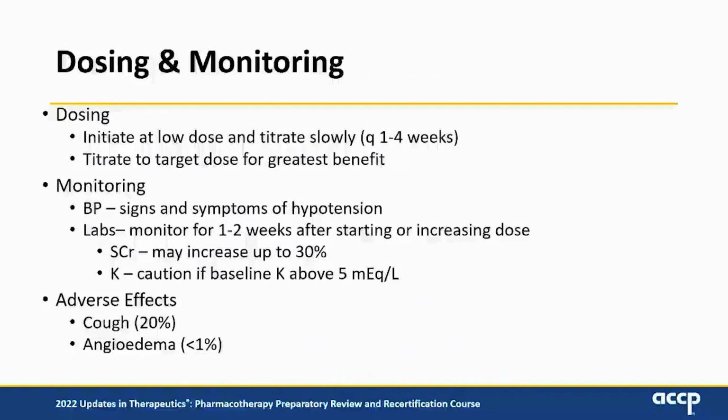We'll start low and titrate slowly every 1 to 4 weeks with these drugs, and we'll titrate to the target dose, which was shown in clinical trials to have the greatest mortality benefit. We'll talk about that. Of course, these are antihypertensive, so we're going to monitor our patient's blood pressure, and then also checking labs. So these can cause acute kidney injury, so monitoring creatinine, and then also monitoring potassium because they can cause hyperkalemia. The most common adverse effect that you'll see with these drugs is that dry cough, which is due to bradykinin, and rarely angioedema, so monitoring for those as well.